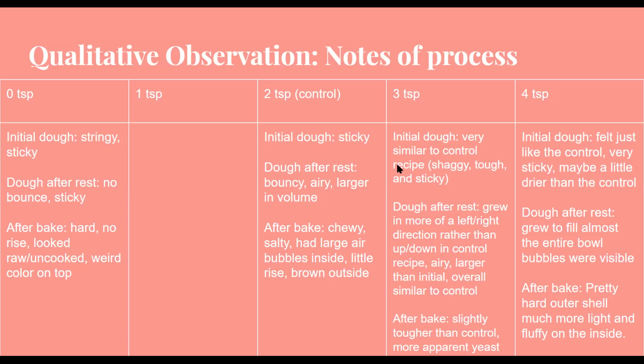So for 4 teaspoons, the initial dough felt just like the control, very sticky, maybe a little bit drier than what the control was. The dough after rest grew a lot to almost fill the entire bowl, and bubbles were visible throughout the mixture. After baking, it had a pretty hard outer shell, but it was much more light and fluffy on the inside because of all the air bubbles.